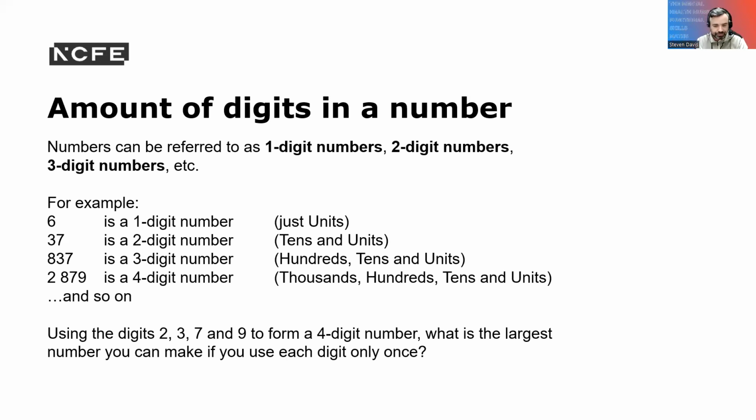We just keep going. So using the digits 2, 3, 7, and 9 to form 4 digits, what is the largest number you can make if you use each digit only once? So the largest number you can make. So we then need to put them from the largest down to the smallest. So 9, 7, 3, 2. Okay, so we've gone down. So 4 digits, that's 9,732. So it's basically the reverse number, isn't it?